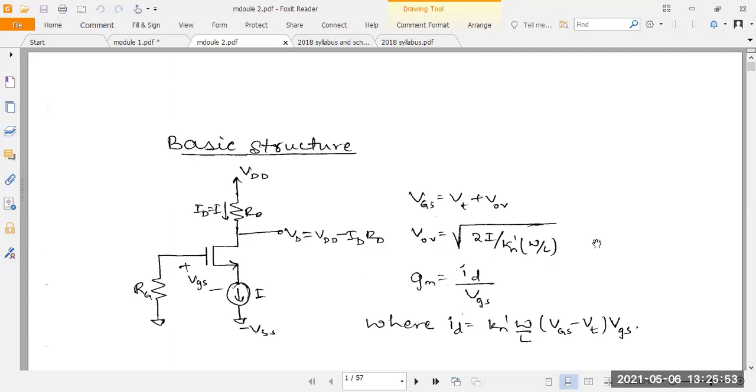After that you take the overdrive voltage. So what is the overdrive voltage? What is the equation? VOV is equal to what here? What is the overdrive voltage equation?